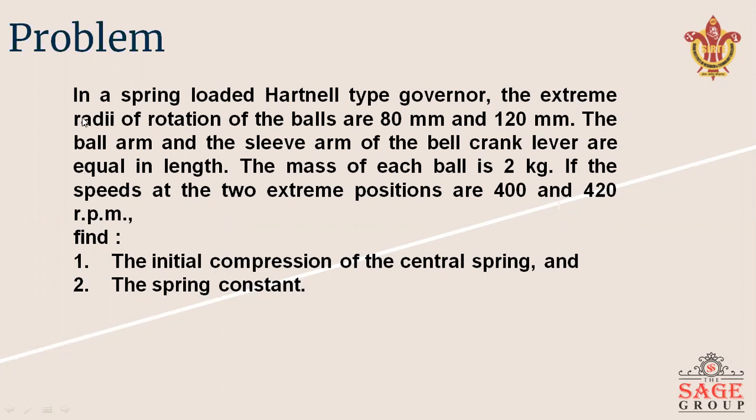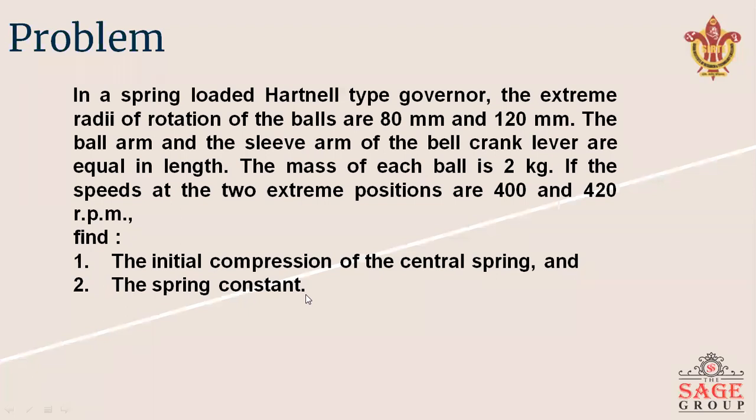Here you can see that in a spring-loaded Hartnell type governor, the extreme radii of rotation of the balls are 80 mm and 120 mm. The ball arm and the sleeve arm of the bell crank lever are equal in length. The mass of each ball is 2 kg. If the speeds at the two extreme positions are 400 and 420 rpm, then find the initial compression of the central spring and the spring constant.